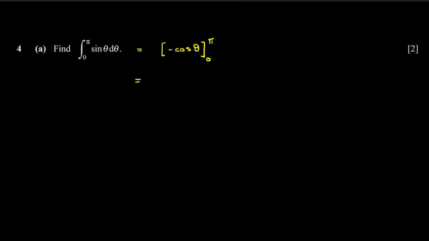So then what I need to do is substitute in the upper and lower bound. I substitute in the upper bound first. I get negative cos pi. And I substitute in the lower bound, which is 0. So I get negative cos 0. Well, because you don't have the calculator, you need to know what cos pi and cos 0 are.